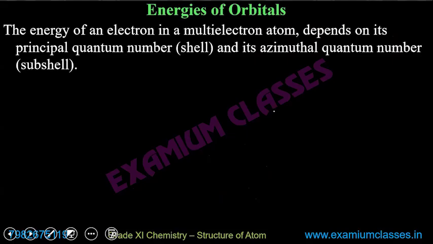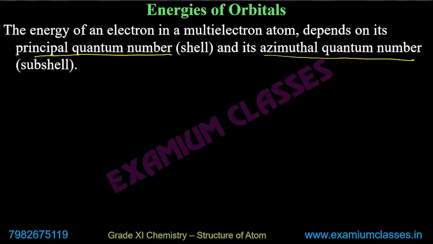Now, energy of orbitals, and this is a very important section because we will be talking about the Aufbau principle, which you will see in many questions. The energy of an electron in a multi-electron atom depends on its principal quantum number and azimuthal quantum number. If you remember, I said that the principal quantum number largely decides the energy and the azimuthal quantum number also decides it to some extent. n plus l is actually the energy of any orbital.